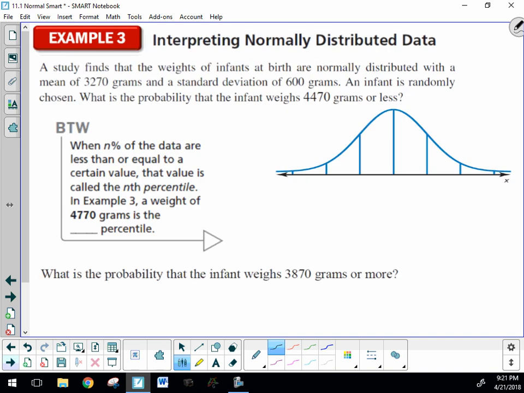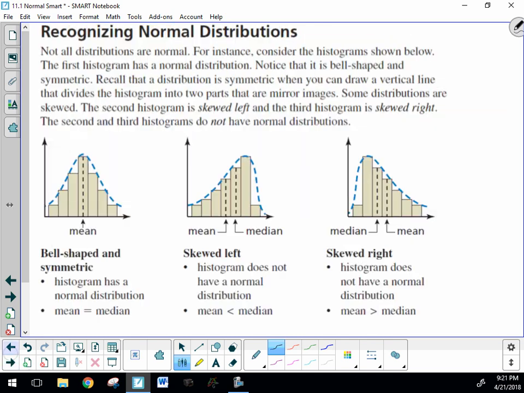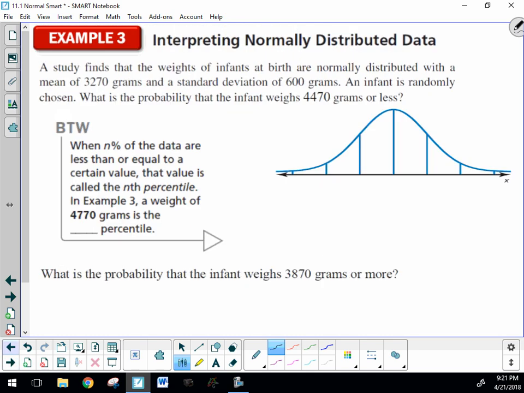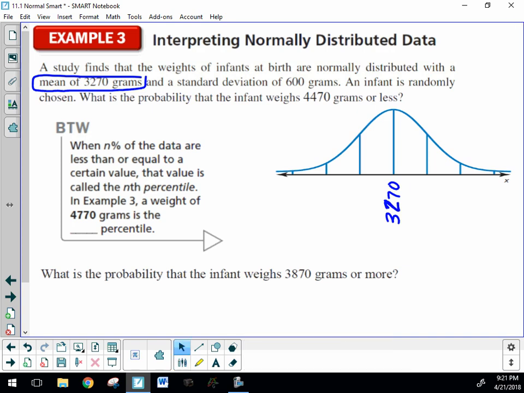All right, let's try this one now. Yeah, this is our last example, and then we just have one last thing to talk about. So a study finds that the weights of infants at birth are normally distributed with a mean of 3,270 grams. The mean goes dead center on a normal distribution. The standard deviation is 600 grams, so we're counting by 600s.